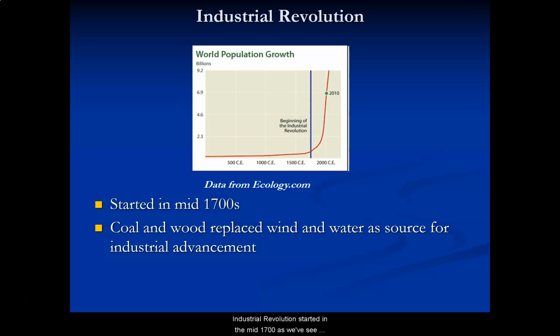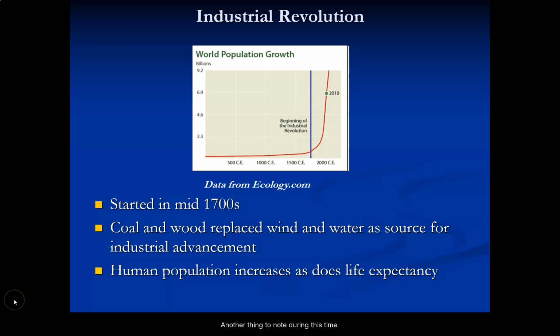The Industrial Revolution started in the mid-1700s. As you can see on the graph on the slide here, there was a huge increase in population within that time frame. During this time, coal and wood replaced wind and water as a source for industrial advancement. Another thing to note during this time period is that human population increased as well as life expectancy.